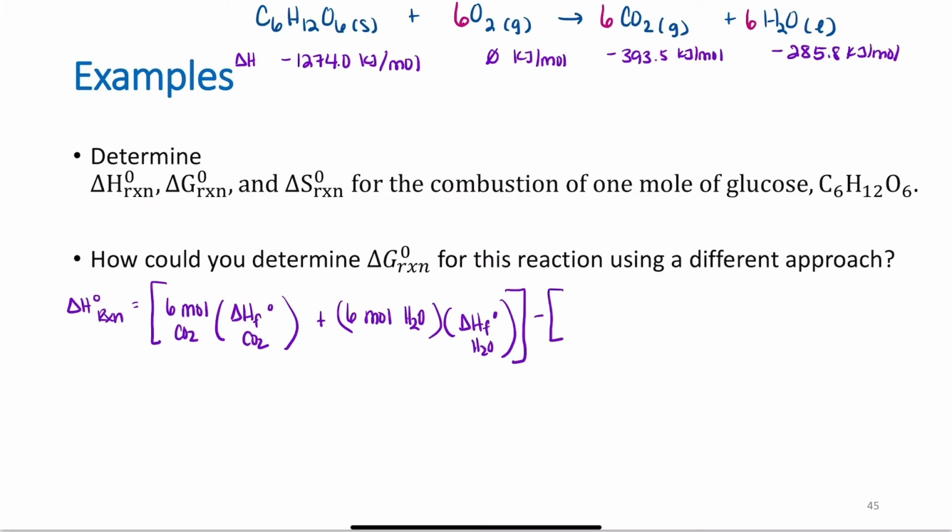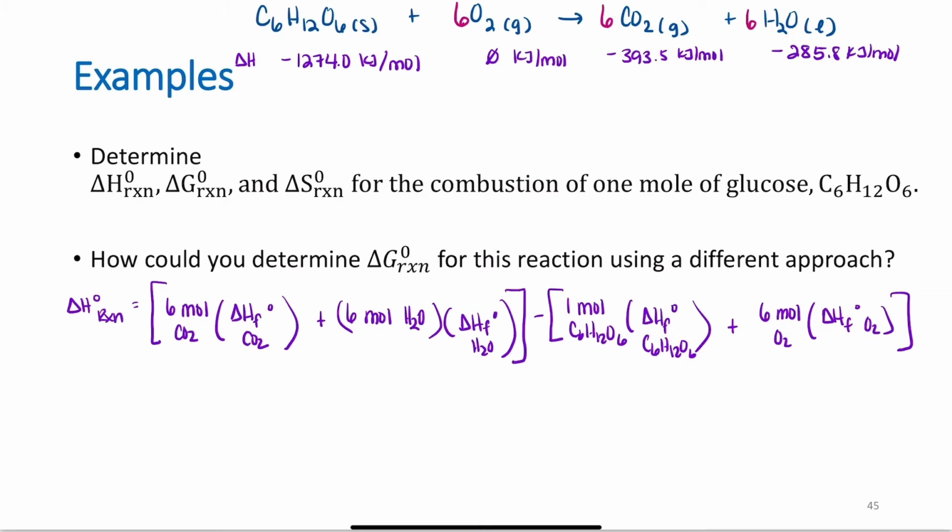So that's my products minus my reactants. 1 mole C6H12O6 times delta H formation of C6H12O6, plus 6 moles of O2 times delta H formation of O2.